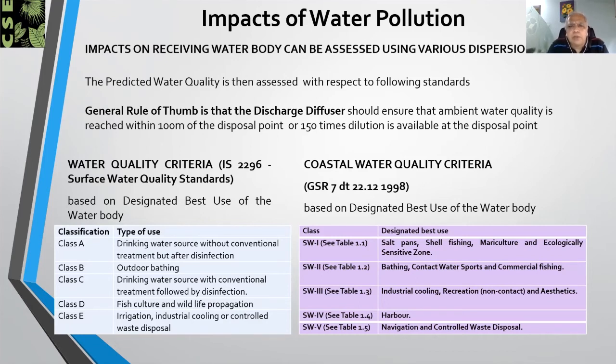Now, the general rule of thumb in this case is that at the disposal point, the dispersion should be such that the ambient water quality concentration is reached within 100 meters of the disposal point, or 150 times the dilution is available at the disposal point.